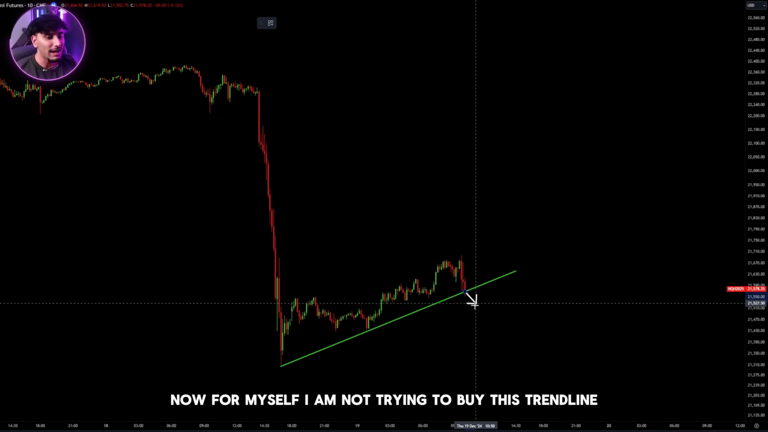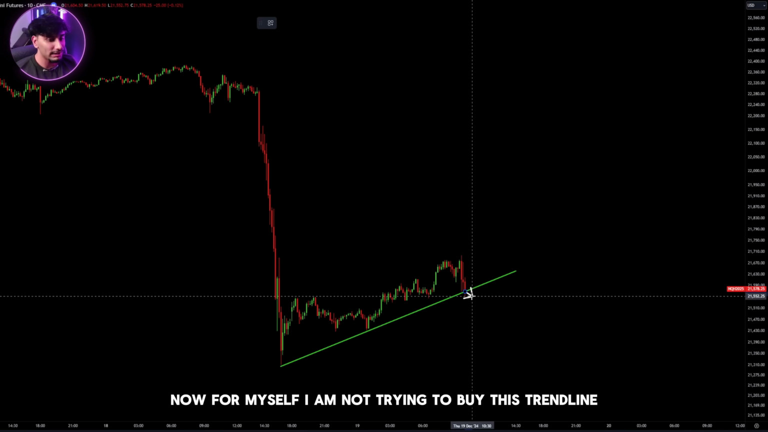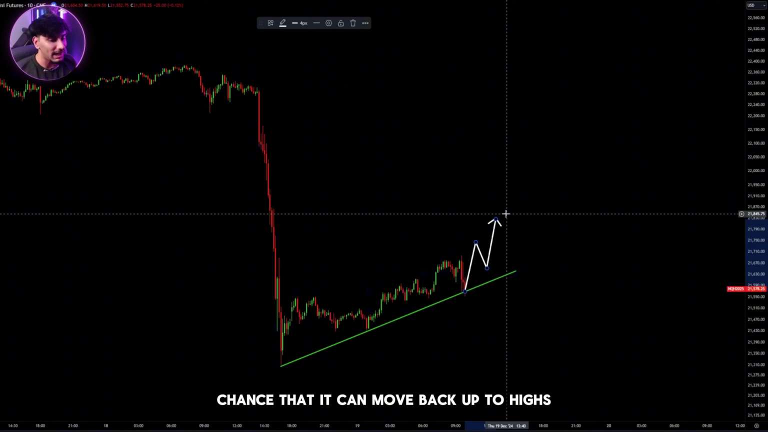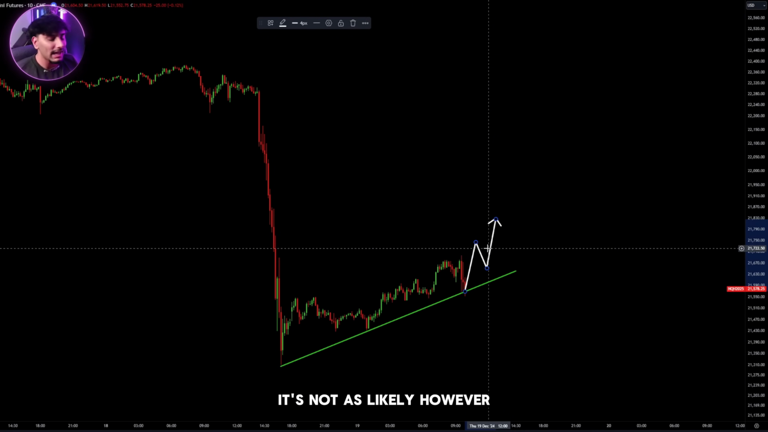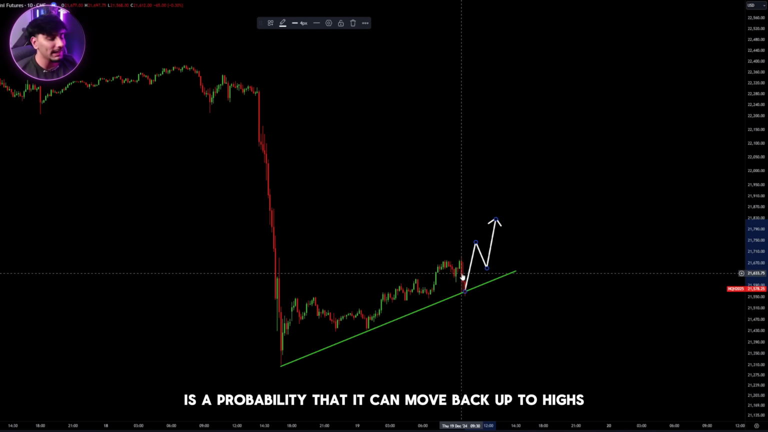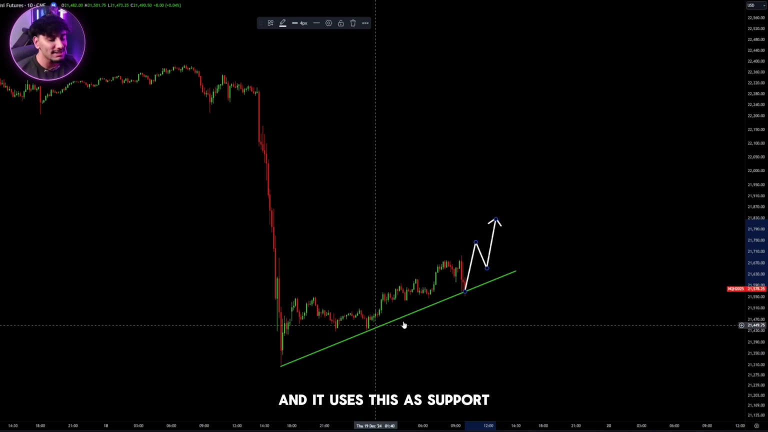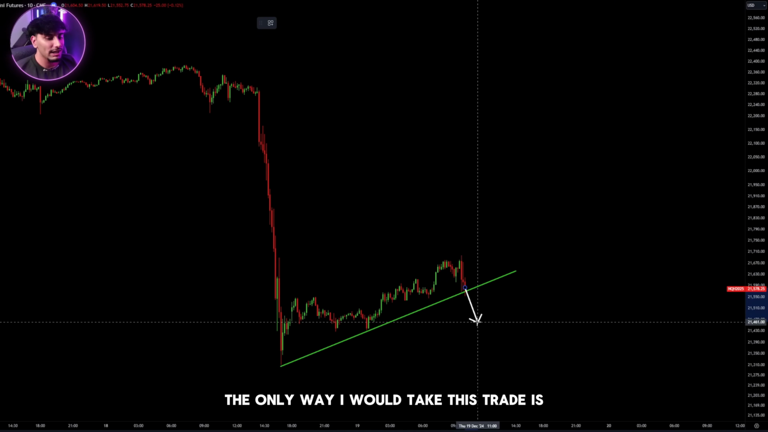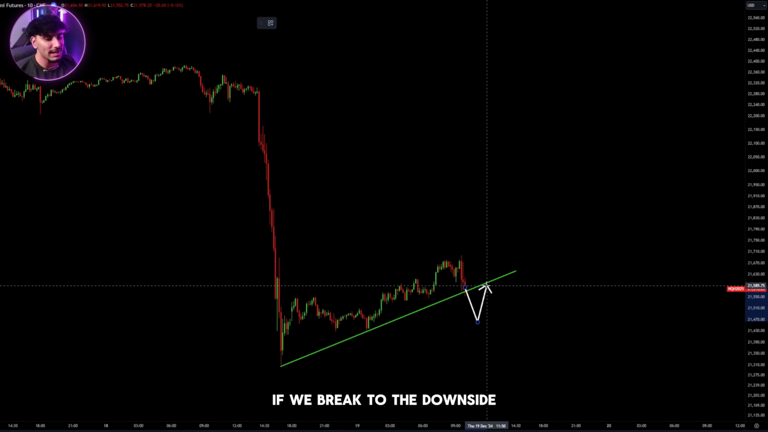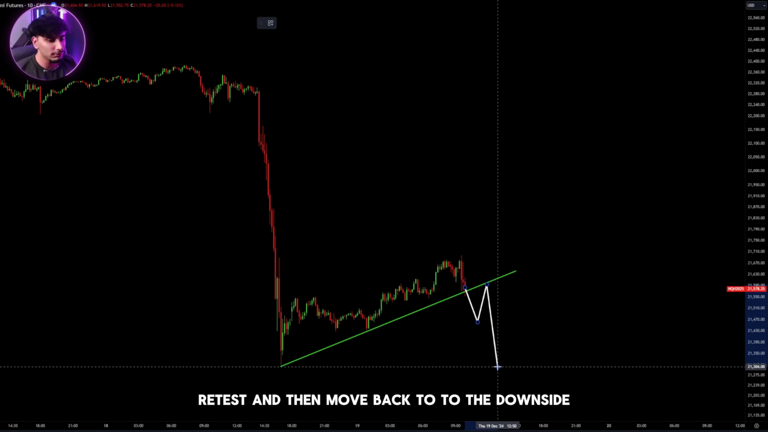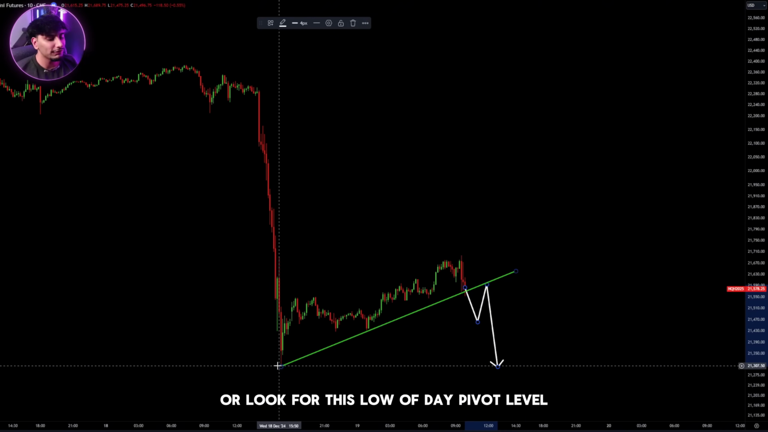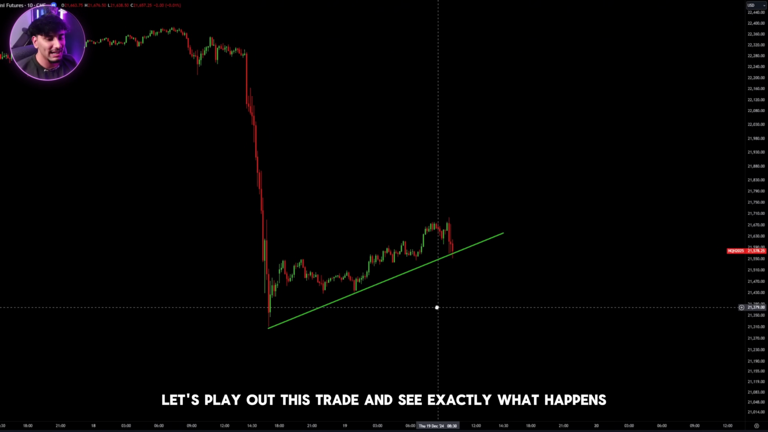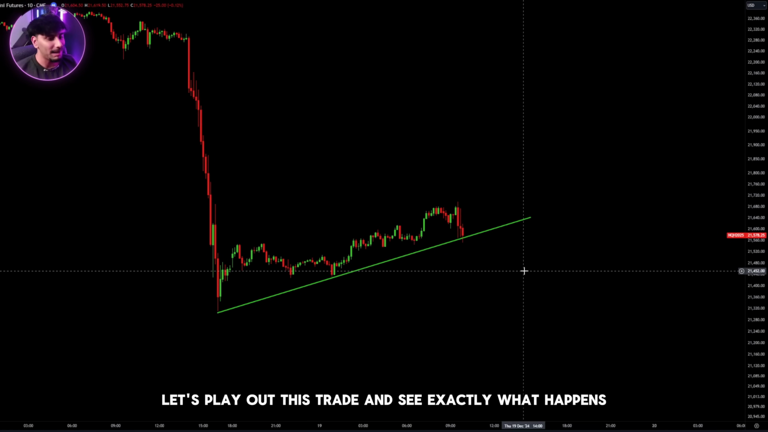Now, for myself, I am not trying to buy this trend line before it breaks, because there's a potential chance that it can move back up to highs. It's not as likely. However, there is a probability that it can move back up to highs, and it uses this as support for that push back to the upside. The only way I would take this trade is if we break to the downside, retest, and then move back to the downside, or look for this low of day pivot level. So with this being said, let's play out this trade and see exactly what happens.